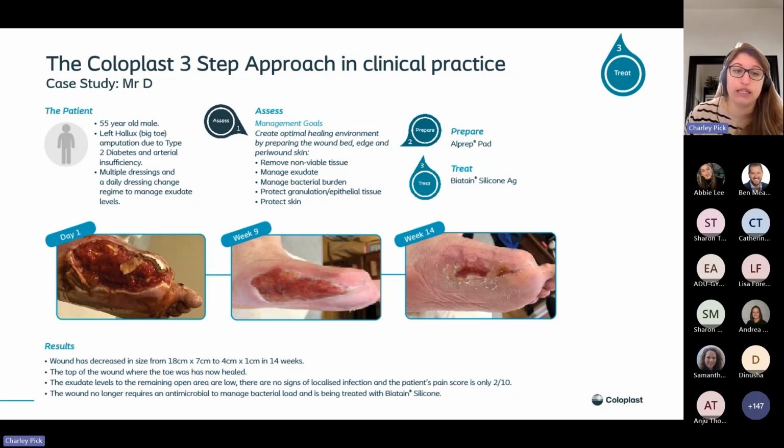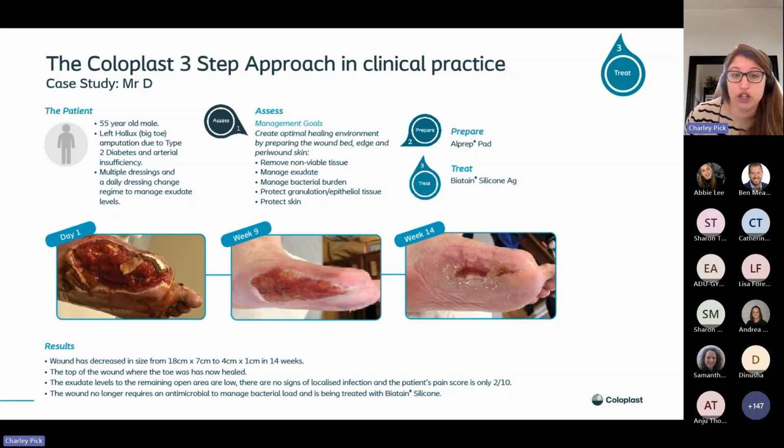Now, that wound has decreased in size from 18 centimetres by 7 centimetres to 4 centimetres by 1 centimetre in 14 weeks. Now, as you can see, that is a huge improvement for this patient. Not only has he managed to keep his foot, but he's actually almost healed as well. And this gentleman did go on to full healing.